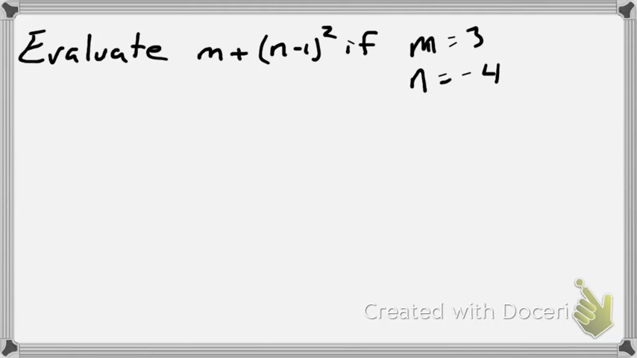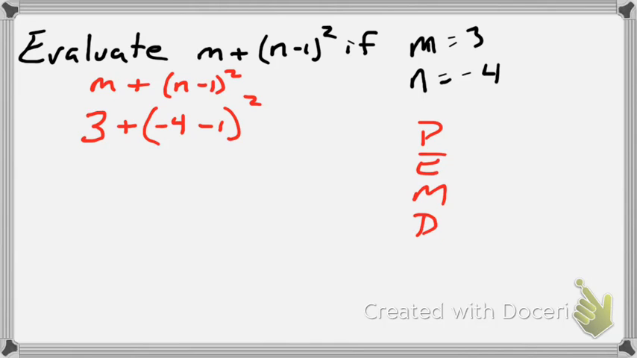Where we see an M, we're going to put a 3. Where we see an N, we're going to put a negative 4. Boom. Just like that. Letters are gone. Very simple. Okay? And this is really what your homework is today, is a bunch of these. Now, we're going to do the order of operations. P, parentheses. The parentheses say inside of it, negative 4 minus 1. So I'm going to do negative 4 minus 1, which I know is negative 5. You lose 4, you lose 1, you've lost 5.